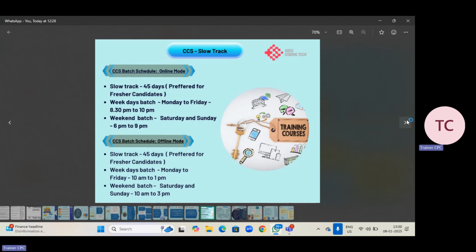And team, we are providing both online as well as offline batches. So whichever is convenient, you can make use of that. If you are comfortable with online, you can go with online, or if you are comfortable with offline, you can come offline.